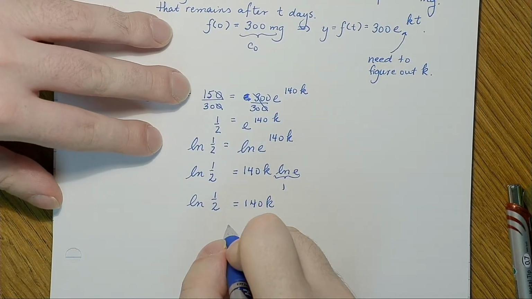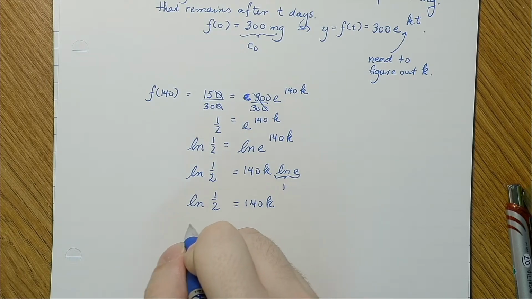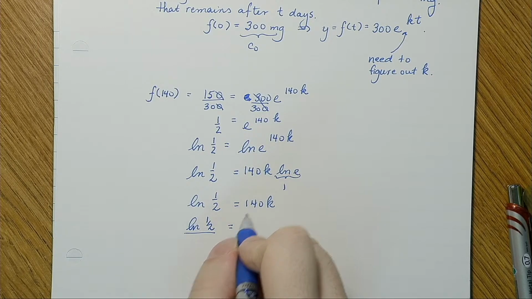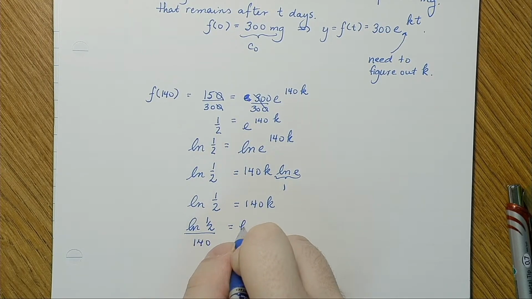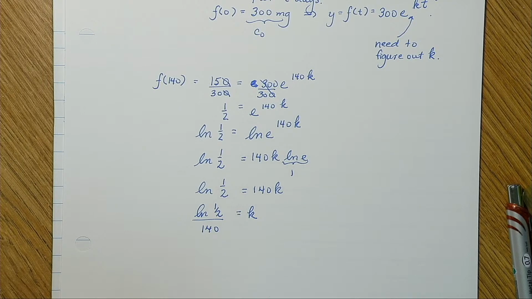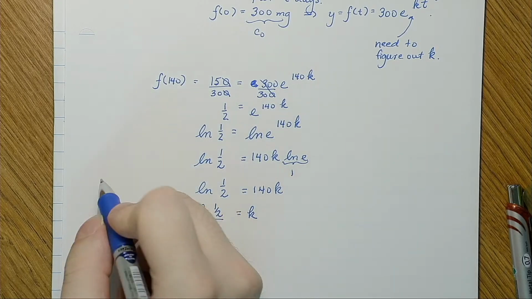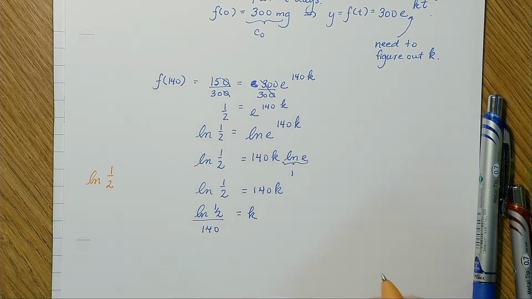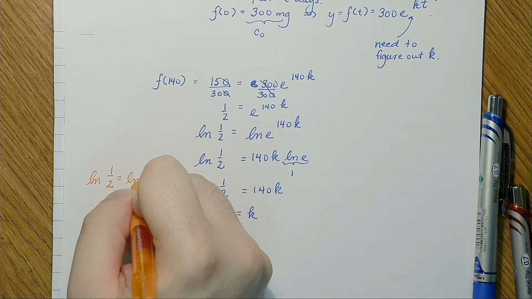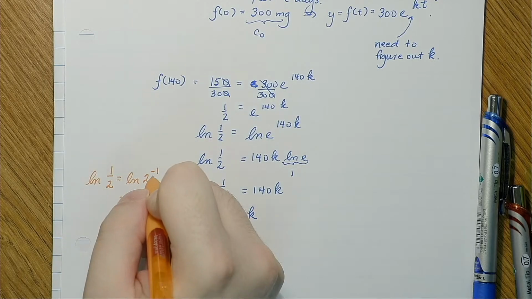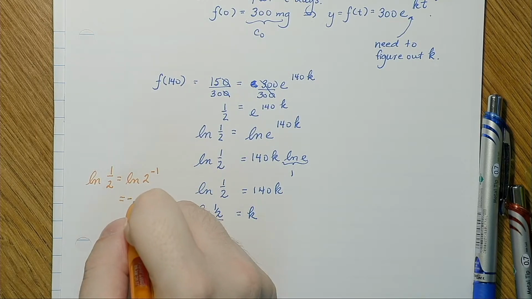And I can divide by the 140, so ln of 1/2 divided by 140 is k. And I'm just going to neaten this up a little bit, because I have ln of 1/2. So maybe I'll switch pens here. ln of 1/2 is equal to ln of 2 to the -1, which means that I can bring that -1 down in front so that I get minus ln of 2.